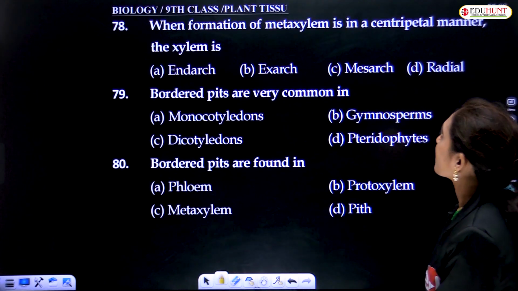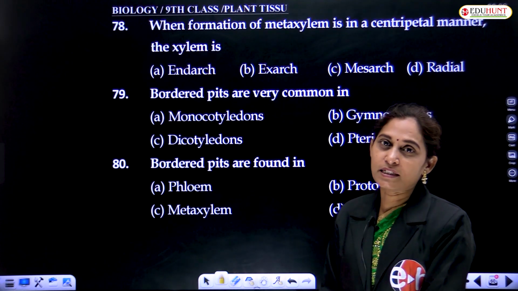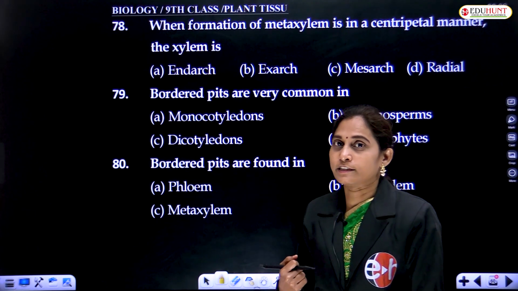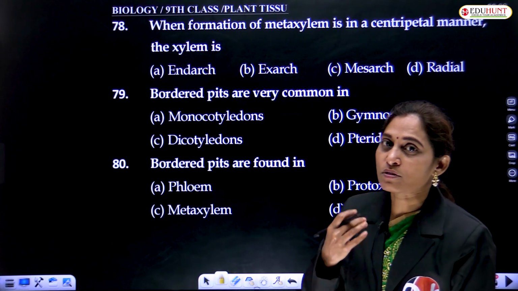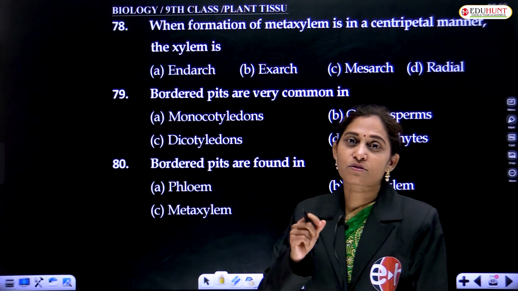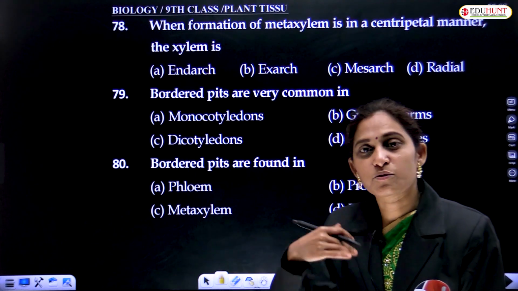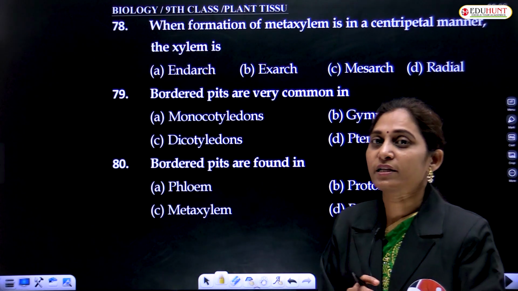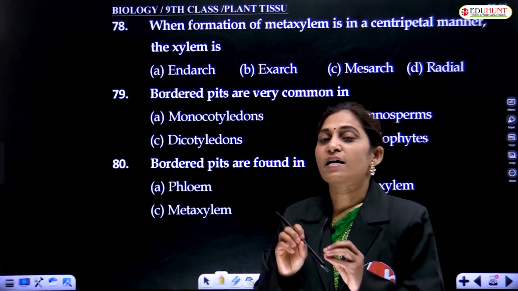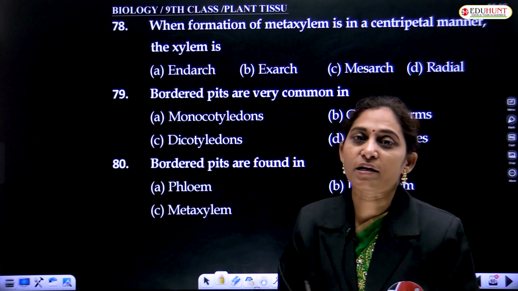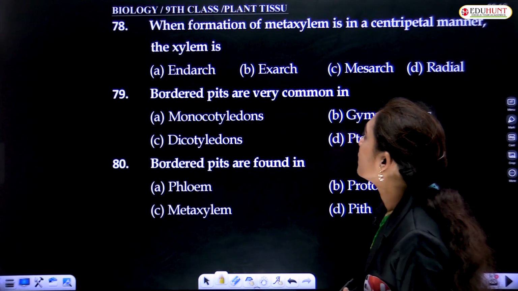When formation of metaxylem is in a centripetal manner, I said centripetal, centrifugal. Centripetal means periphery to the center. If the protoxylem is at the center, then it is called centripetal xylem. If the protoxylem is towards the periphery, it is called centrifugal. There is no confusion. If it is towards the center, it is called endarch xylem and formation is centripetal. And if the protoxylem is located towards the periphery, then it is called centrifugal xylem.